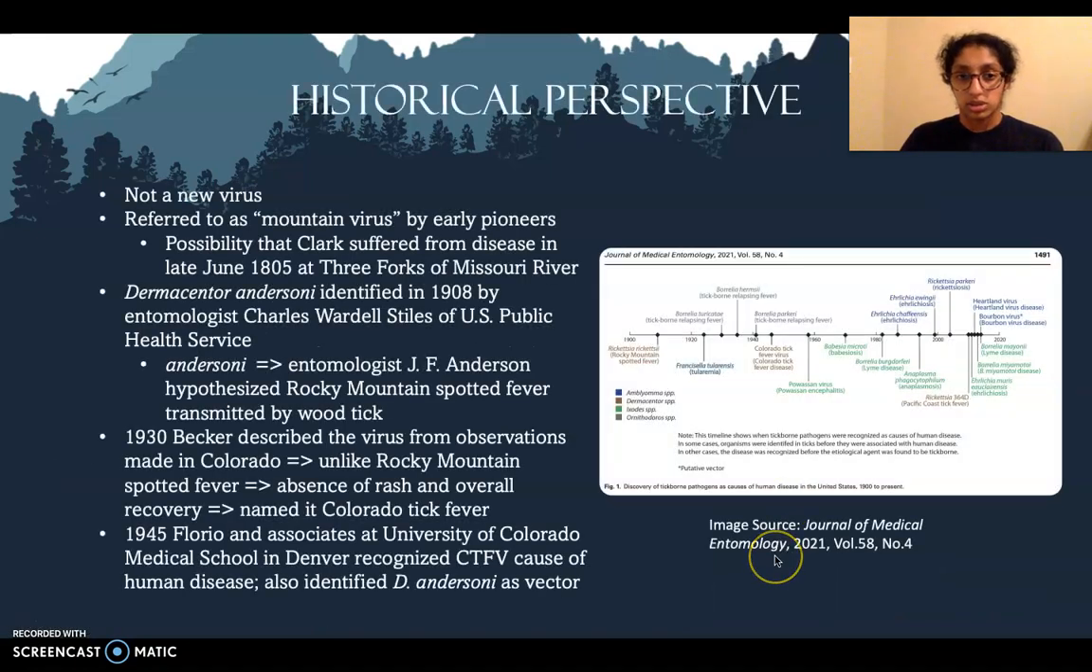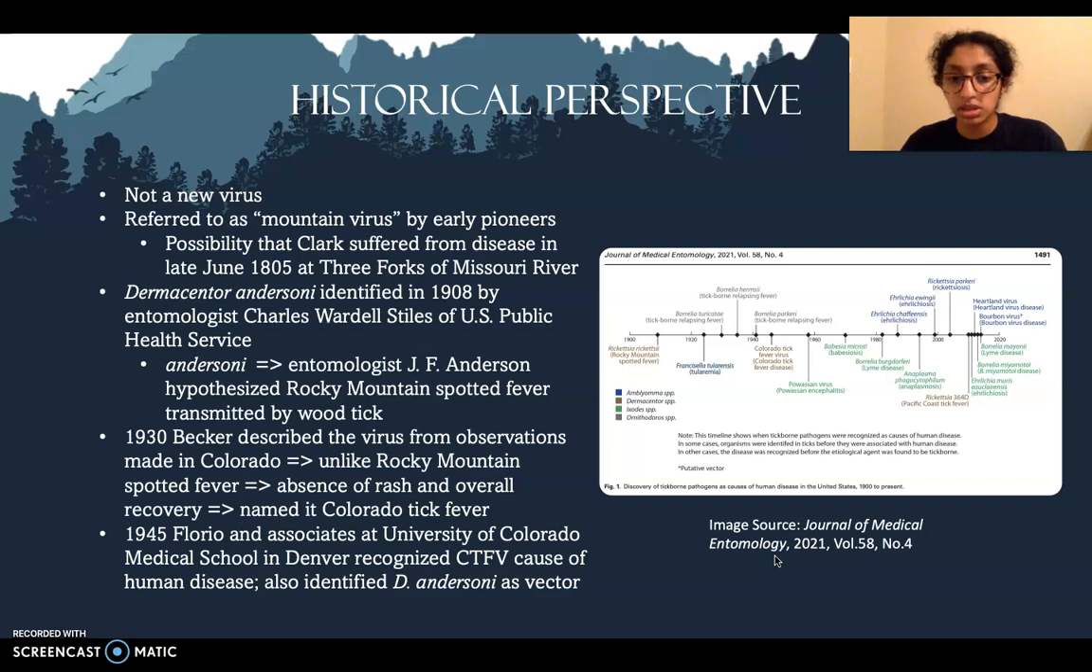Moving on to the history. It's not a new virus. It's possible that Clark, of Lewis and Clark, had suffered from CTF, Colorado tick fever, in June of 1805. Dermacentor andersoni was identified in 1908 by Charles Stiles of the U.S. Public Health Service. Andersoni was named after J.E.F. Anderson, who hypothesized that Rocky Mountain spotted fever was transmitted by this same wood tick.